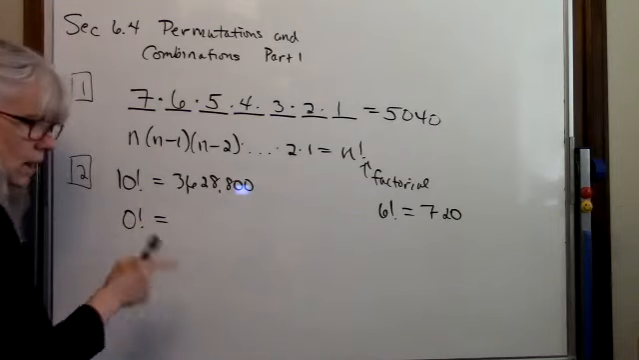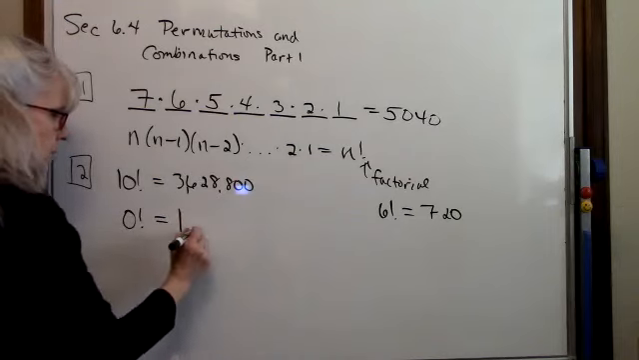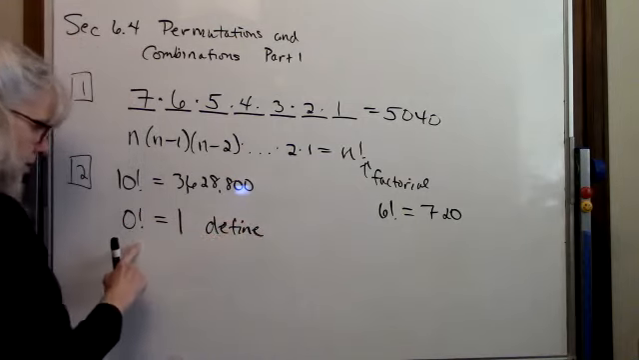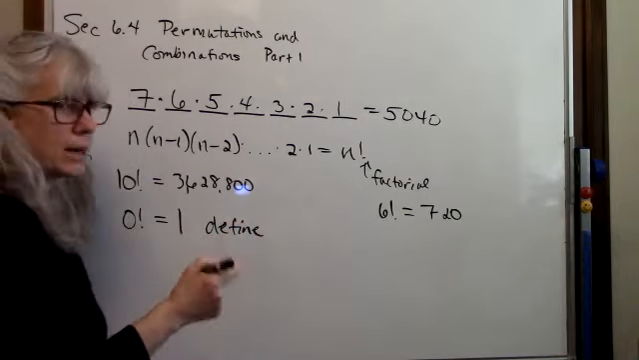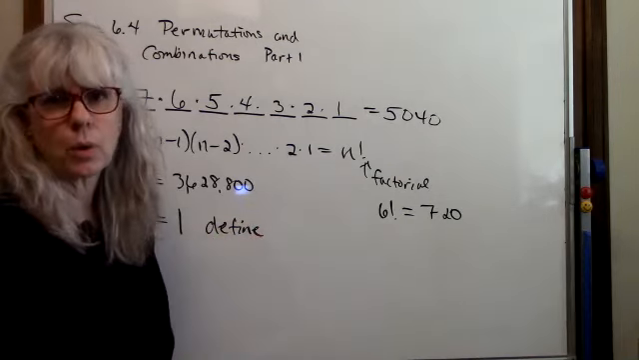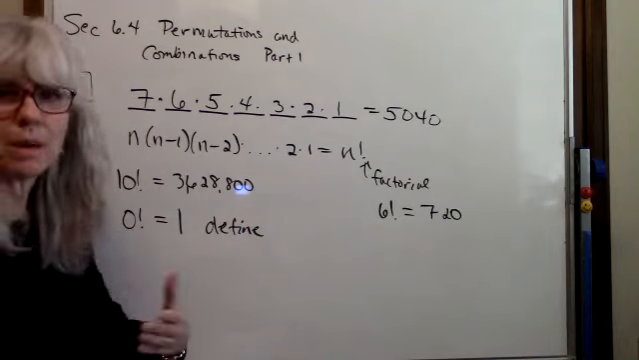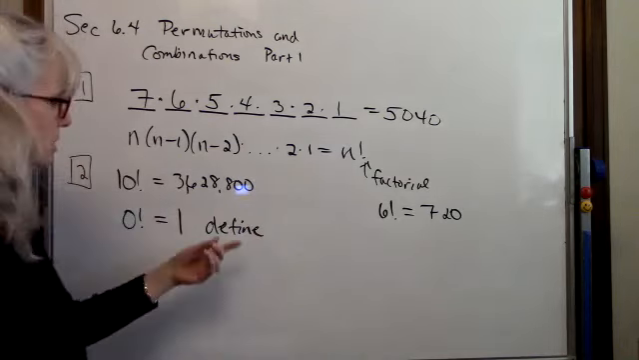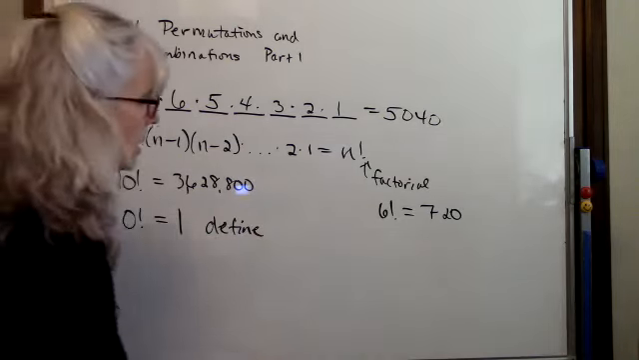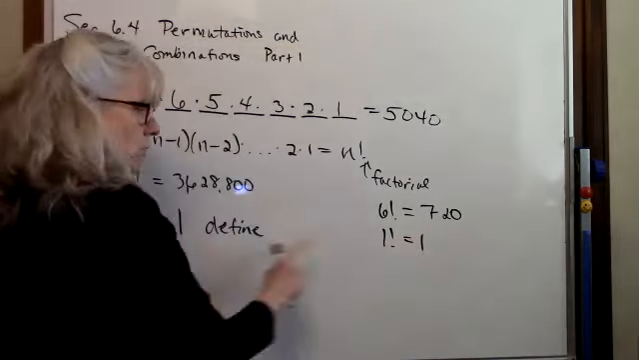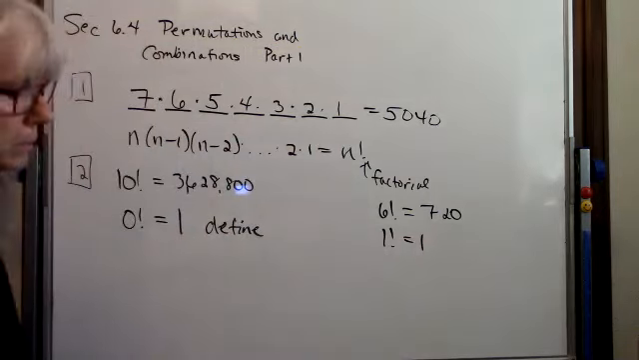Well, if you do this on the calculator, you're going to end up with 1. Now, this is a definition. We end up having to define 0 factorial as 1 to avoid dividing by 0 when we do permutations and combinations. So it may not make sense from our definition up here, but we do define 0 factorial to be 1. And then 1 factorial is also equal to 1. And your calculator will tell you both of these if you type them in.